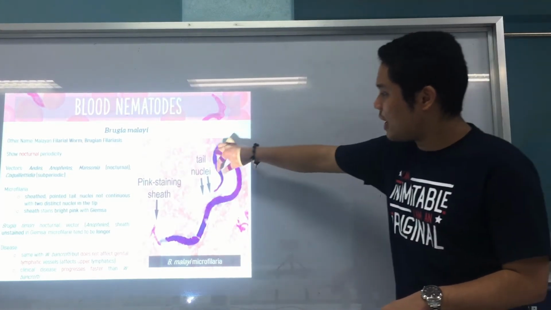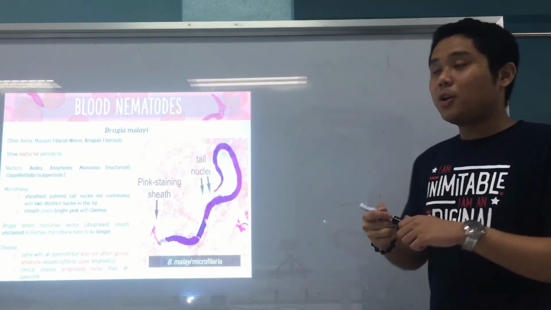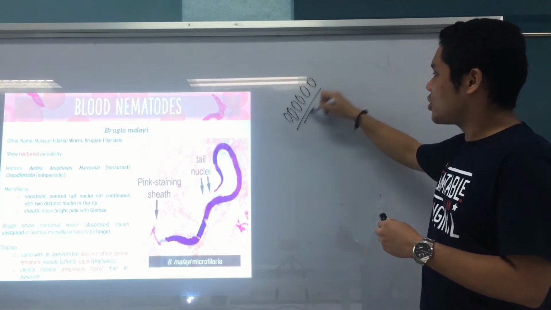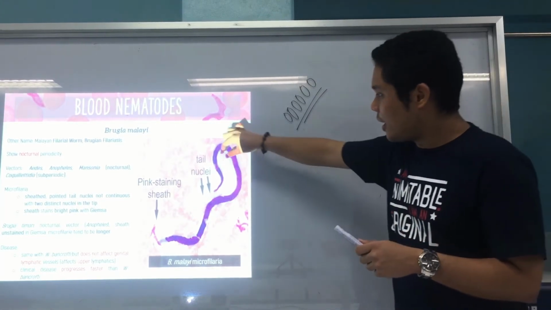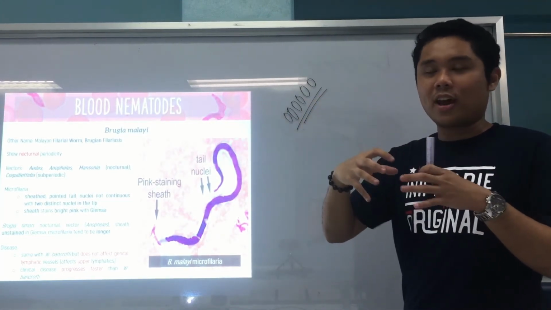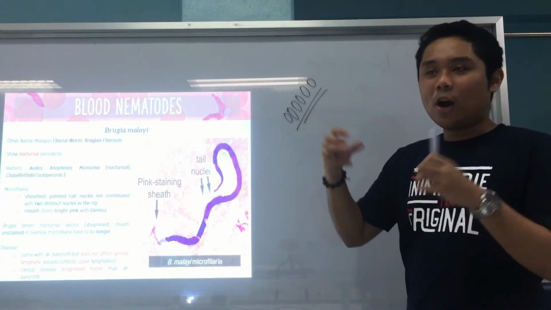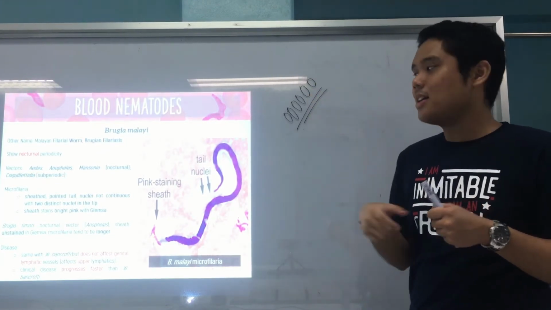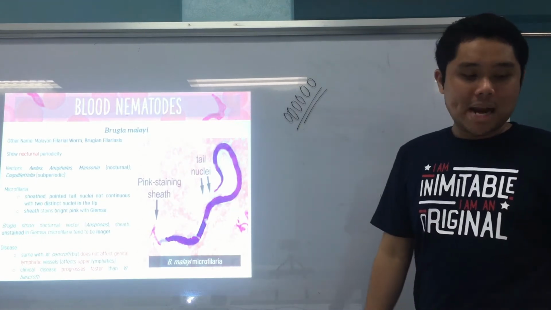And as you can see, the nuclei are not continuous, meaning they're not one after another like in Wuchereria, which is in one straight line. As you can see, the nuclei are clumped together. They're not continuous, like in one straight line. Okay, that's for Brugia malayi.